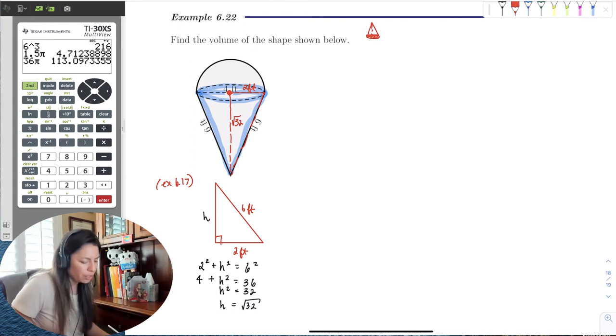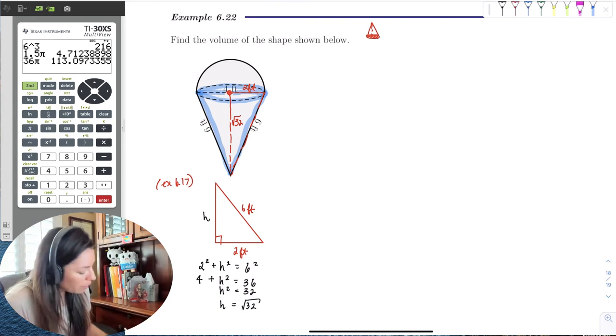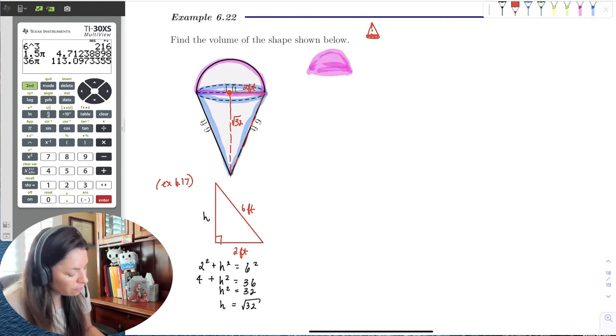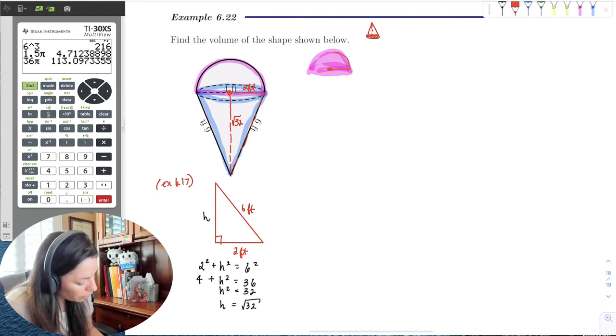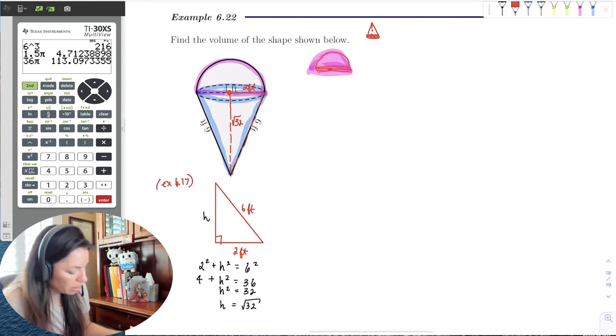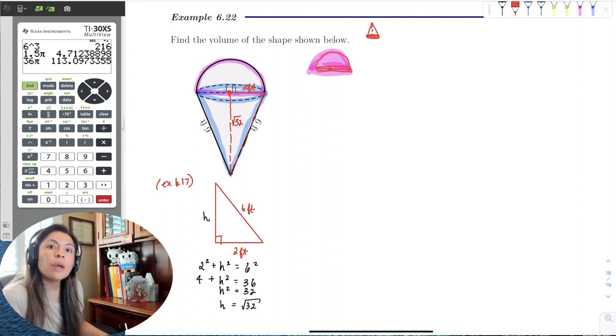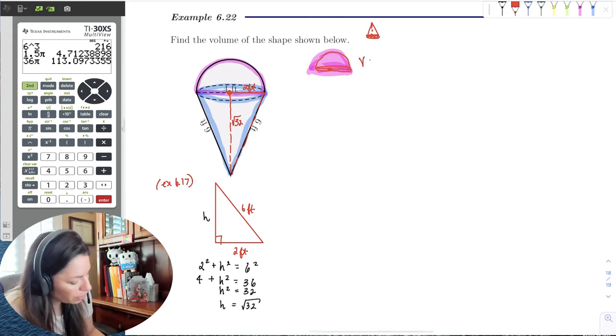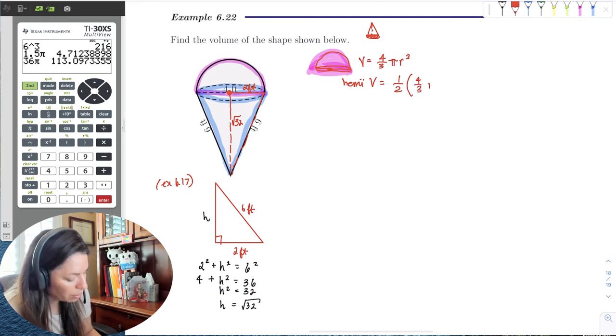It's going to be a quick volume. The only other part we need to note is this hemisphere. So we're going to have to find the volume of a hemisphere. And so we know the volume of a sphere, which is 4/3 pi r cubed. So a hemisphere would be 1/2 of the 4/3 pi r cubed.